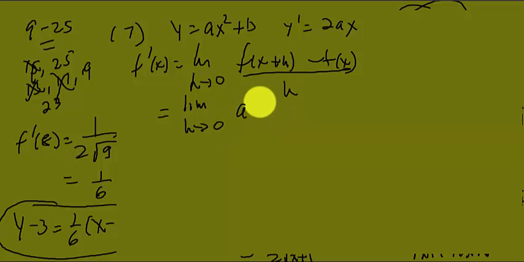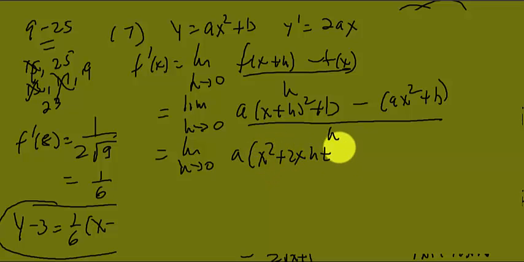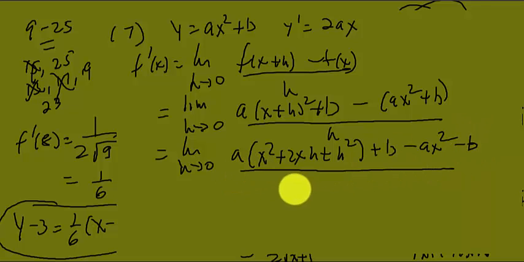Plug it in, you're going to get a times x plus h, quantity squared plus b, and then minus f of x, which is ax squared plus b. If you forget the parentheses on the second half, you're going to end up making a mistake because it won't distribute the negative sign. We're all experts in algebra, so we can expand this binomial rather quickly. X squared plus 2xh plus h squared, and then you have plus b, and then minus ax squared minus b. All that's going to be over h.